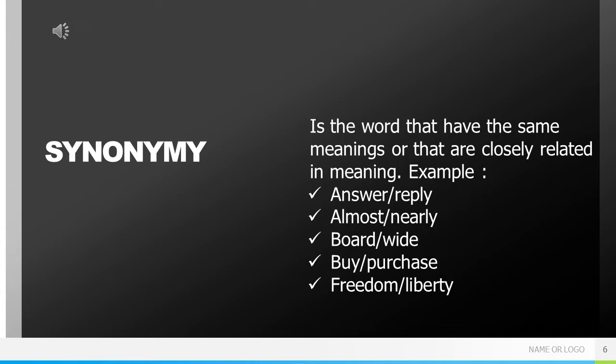For example, the synonym of answer is reply. The synonym of almost is nearly. The synonym of board is white. The synonym of buy is purchase. The synonym of freedom is liberty.